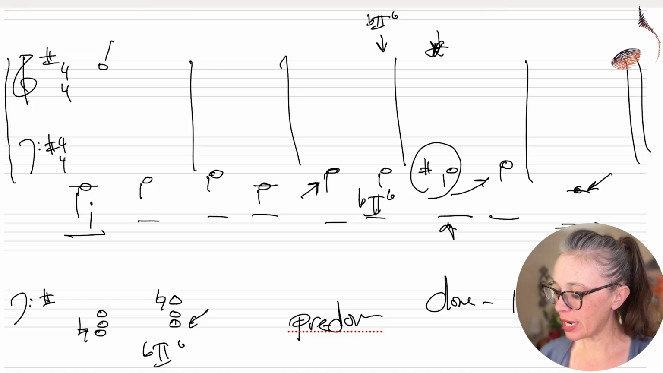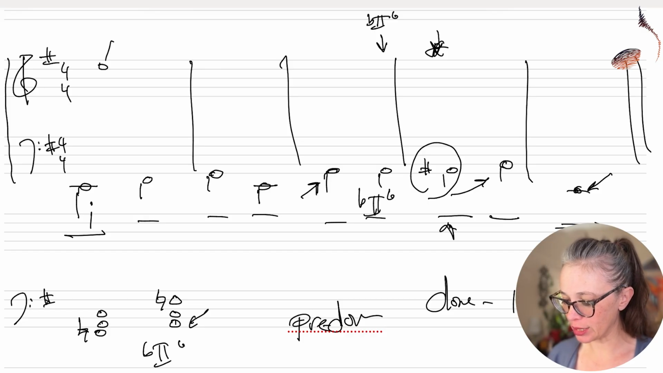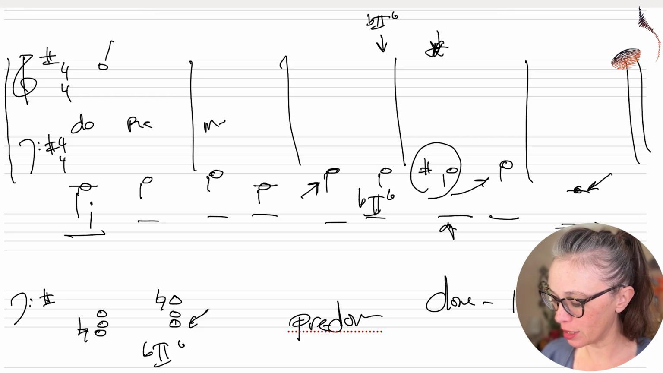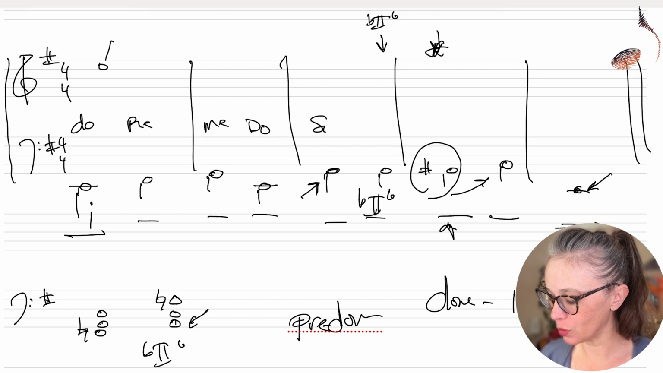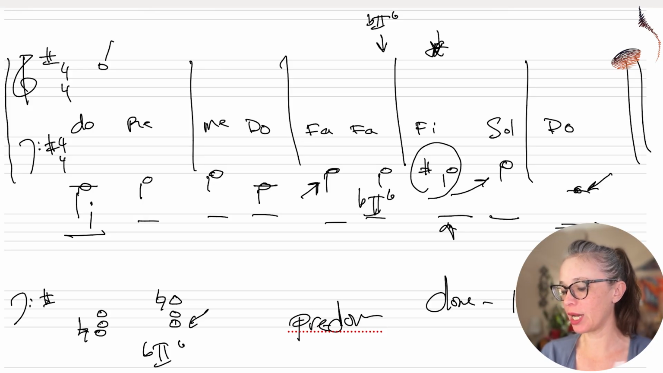Okay. Now pause the video, go through and mark your chord possibilities for each chord. So: do, re, mi, do, sol, sorry, do, fa, fa, fi, sol, do. Okay. Now in a normal progression, you wouldn't have that confirmation.